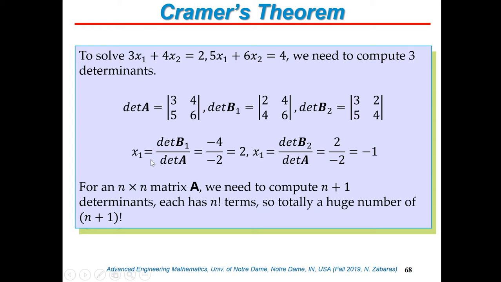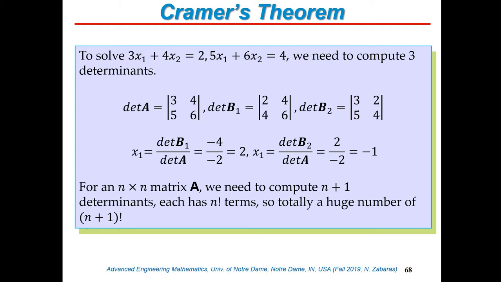So in this case, using Cramer's rule, you can derive directly what x1 is as the ratio of the 2 determinants, and you can derive x2 as being the determinant of B2 divided by the determinant of A.